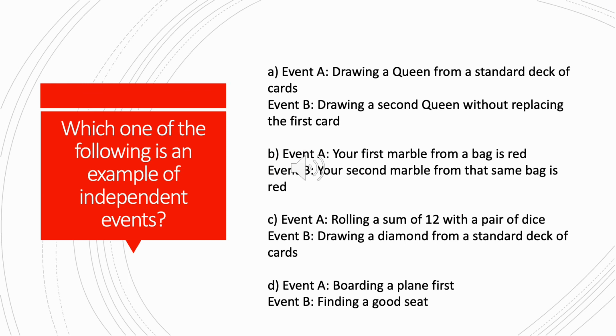Which one of the following is an example of independent events? The correct answer choice is C, rolling a sum of 12 with a pair of dice and drawing a diamond from a standard deck of cards are independent events because one event happening has no bearing on the second event happening.